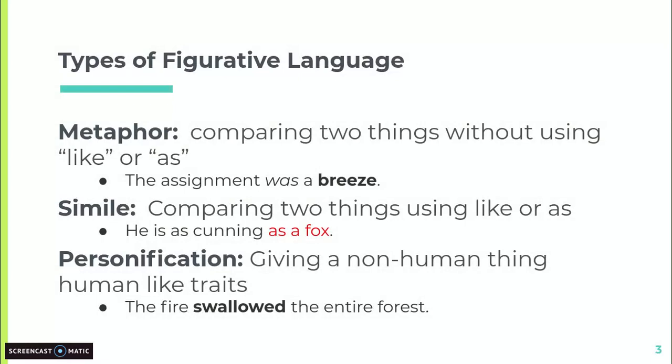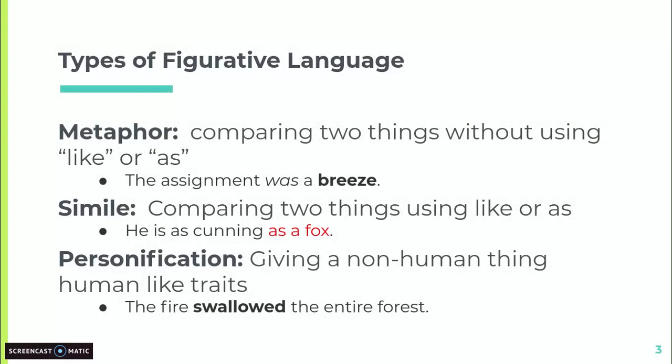First, metaphor, comparing two things directly without using like or as. So, the assignment was a breeze. It wasn't like a breeze, it was a breeze, telling us that it is easy. Is it actually a breeze? No. Of course not. Come on now. Get it together, children. Next, simile, comparing two things using like or as: he is cunning as a fox, or he's cunning like a fox. Is he a fox? No, children, he's not a fox. He's a person. He's just smart like a fox.